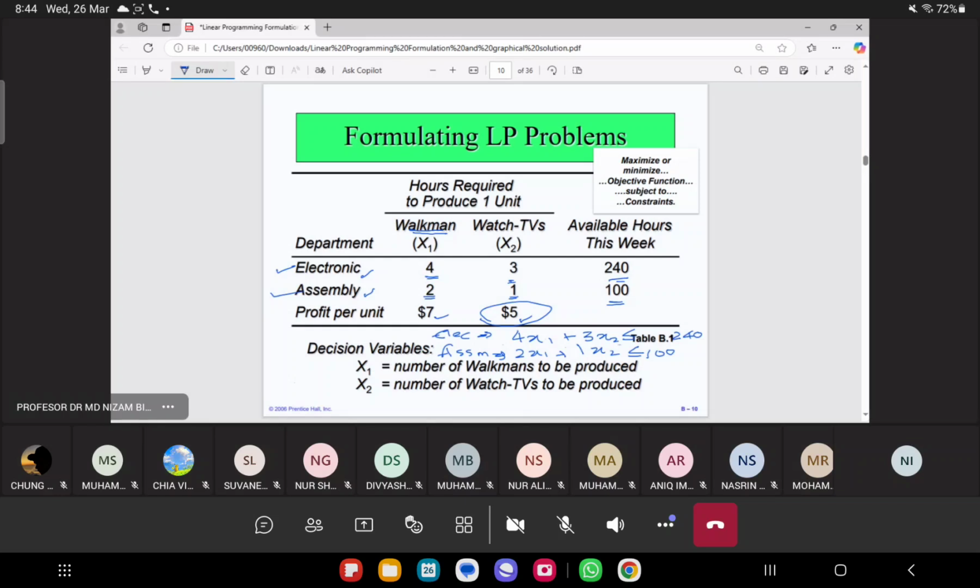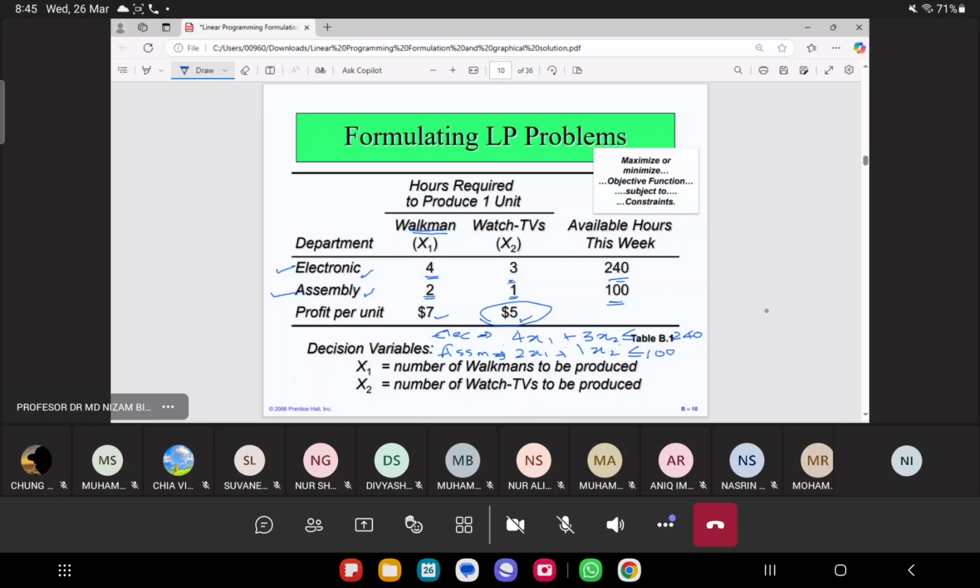Right? So basically in here, we know that the constraint can be defined, and there are two constraints. The first constraint is electrical time. The second constraint is assembly time. For the electrical time, the equation to calculate the electrical time is 4x1 plus 3x2, and this must be less than or equal to 240 because that's the limit.